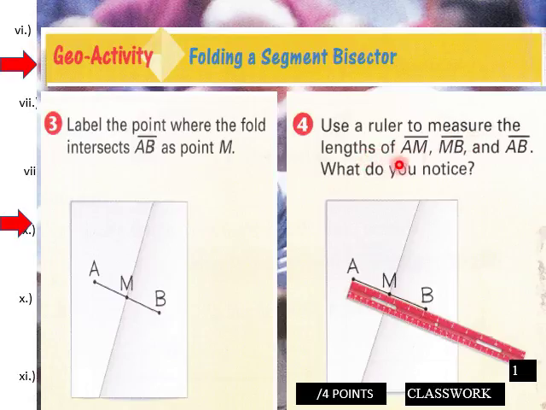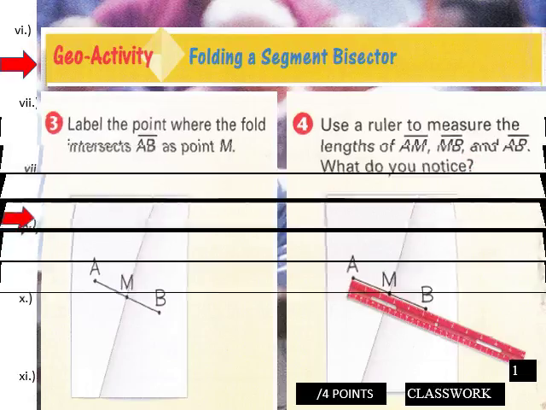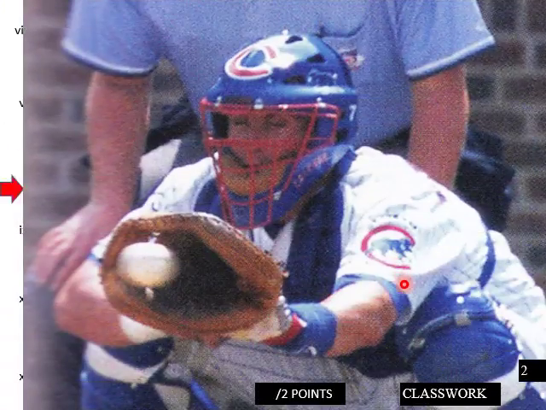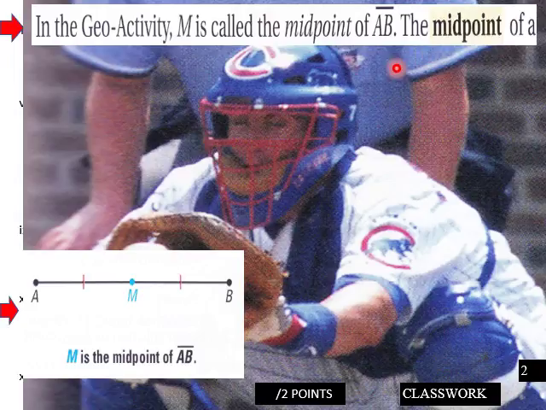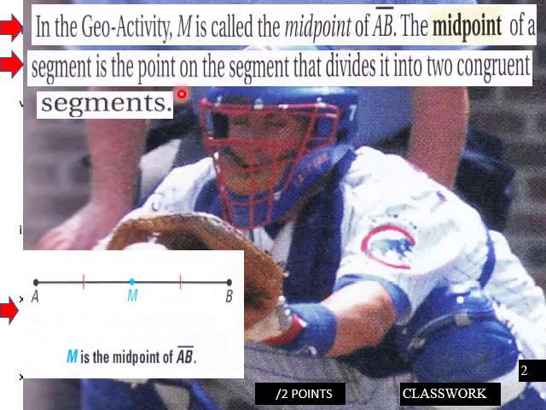Use a ruler to measure the lengths of AM, MB, and AB. What do you know about that, class? In a geo activity, M is called the midpoint of line AB. So you would find out that M bisects that AB line segment. These are equal here. The midpoint of the segment is the point on the segment that divides it into two congruent segments. So these are called congruent segments here.